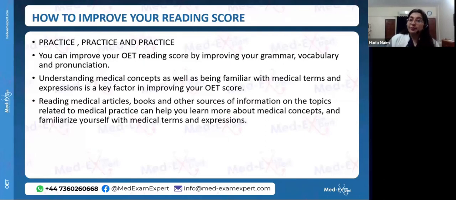So how to prepare for the reading subtest, the key to improving your reading score.